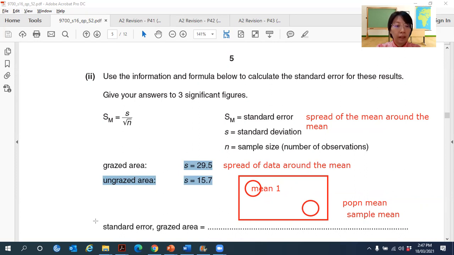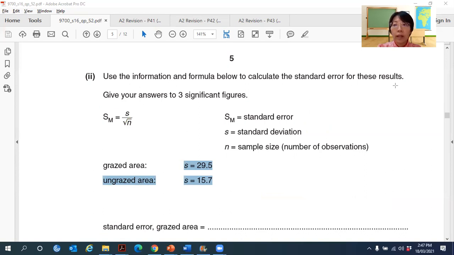So they ask you to calculate standard error, which is very easy. Just take the standard deviation and put it into here, and n is equal to 10 just now from the sample, right? So this is very straightforward. So let's answer the question here.